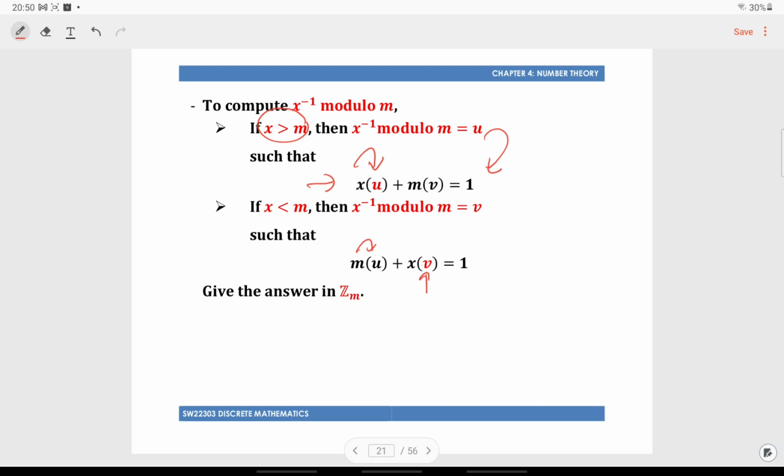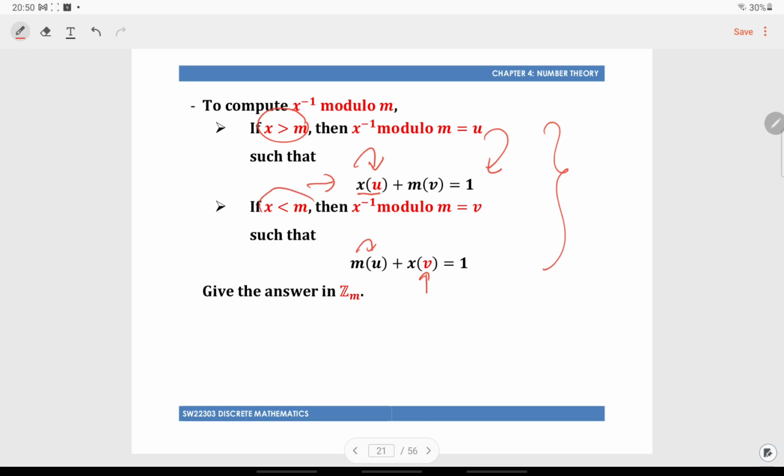So v is the multiplicative inverse of x modulo m. So from these two conditions, that means if we are given two numbers x and m, whichever number is larger, we pair with u. So any number between u and v which pairs with x is the multiplicative inverse of x modulo m. In this case, x is greater than m, so we pair x with u. Because x is paired with u, the multiplicative inverse of x is u.